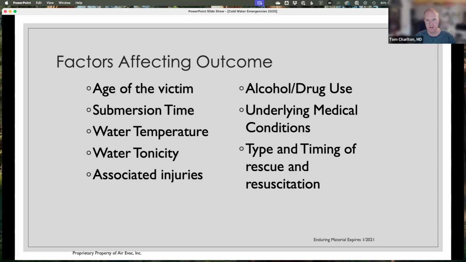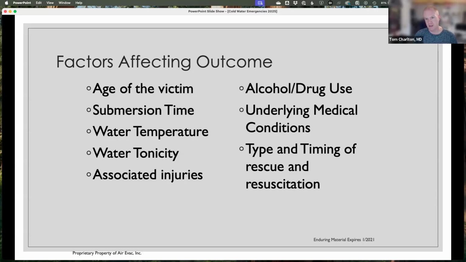So some of the other factors that affect outcome is obviously the younger and healthier the person is, the better their prognosis. The water temperature really matters as you get colder, and we'll talk about that here in a little bit. What the water is. Is this water? Is this sewage? Is this some industrial chemical that they fell into, et cetera? That's going to change the damage to their lung tissue. Do they have any other associated injuries? Was this a diving accident as well? And so now they've got a cervical spine injury.